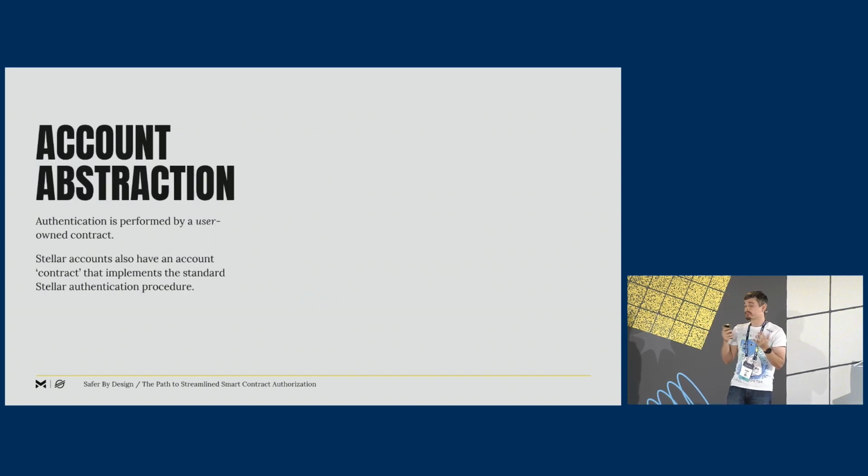So speaking of authentication extensibility, enter account abstraction, which is something I've basically already talked about. The main concept is that authentication is performed by a user-owned contract. Stellar accounts get a quote-unquote contract built into the protocol, and it implements the standard Stellar authentication procedure that happens for the classic Stellar transactions. So account abstraction, first and foremost, provides extensibility to the protocol so that we are not locked into Stellar accounts, and neither are any Soroban contracts locked into Stellar classic accounts.